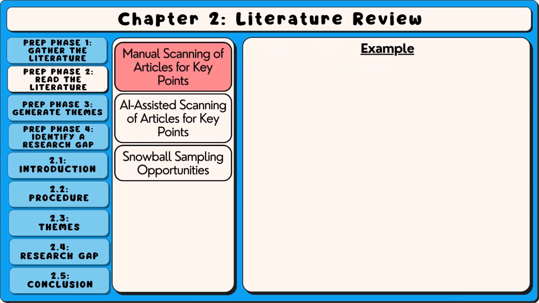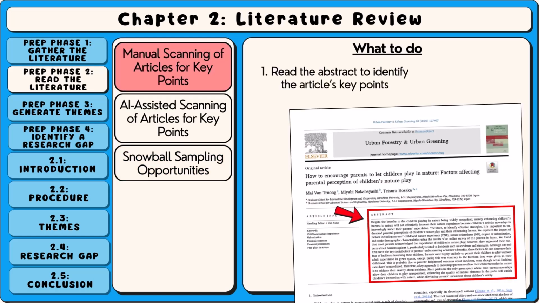First, we're going to manually scan articles for key points. Then, we're going to use an AI-assisted method to double check that we didn't miss any key points. Lastly, we'll identify further snowball sampling opportunities. To step 1, manually scanning for key points, the first thing to do is open each article that you saved onto your computer in the previous preparation phase.